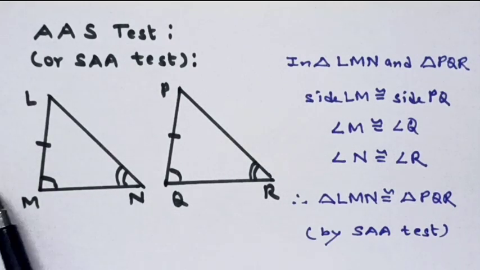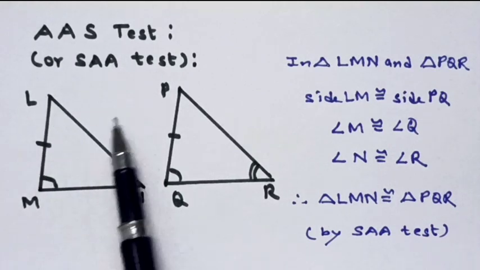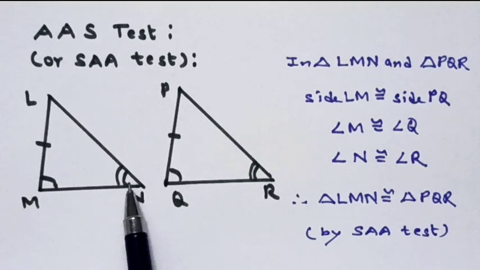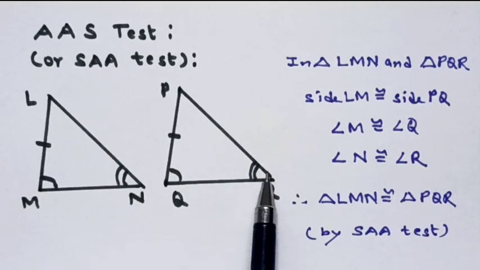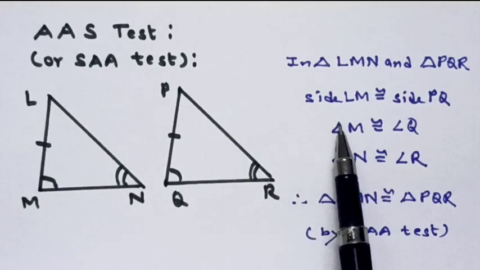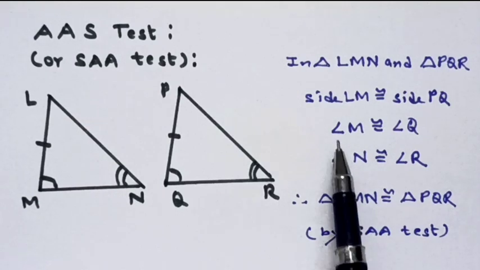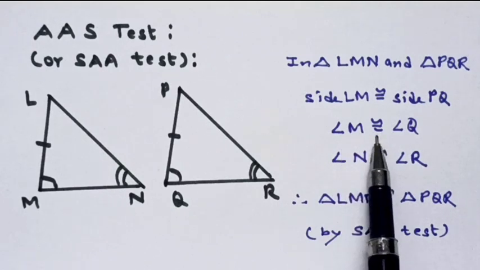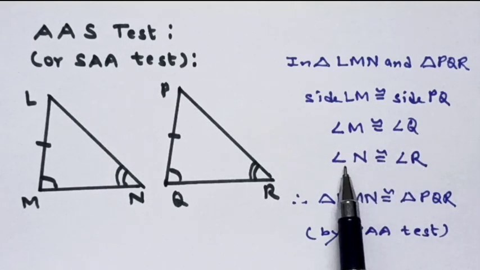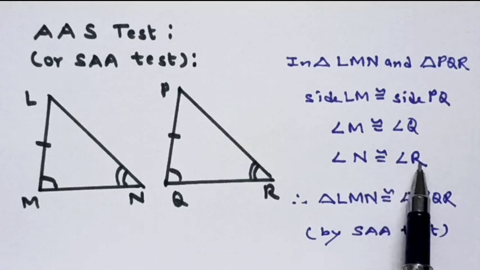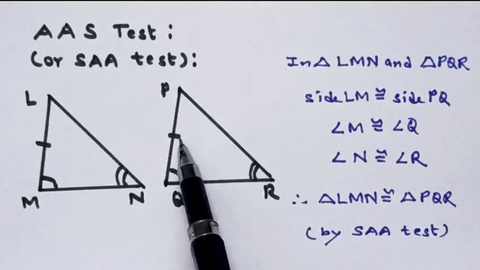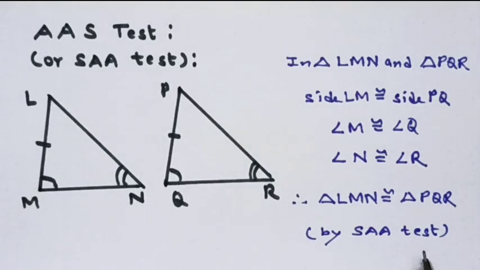So you can write here, side LM is congruent to side PQ, angle M is congruent to angle Q, angle N is congruent to angle R. So, side, angle, angle: side LM congruent to side PQ, angle M congruent to angle Q, and angle N congruent to angle R. You can just see here, by the SAA test. You can write the AAS test also.